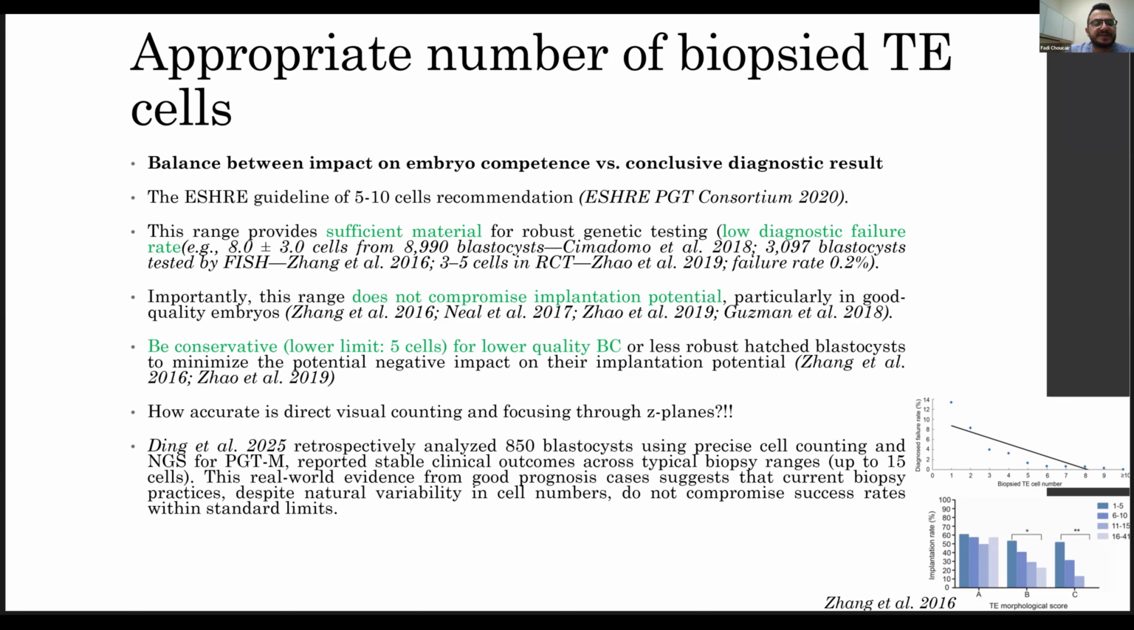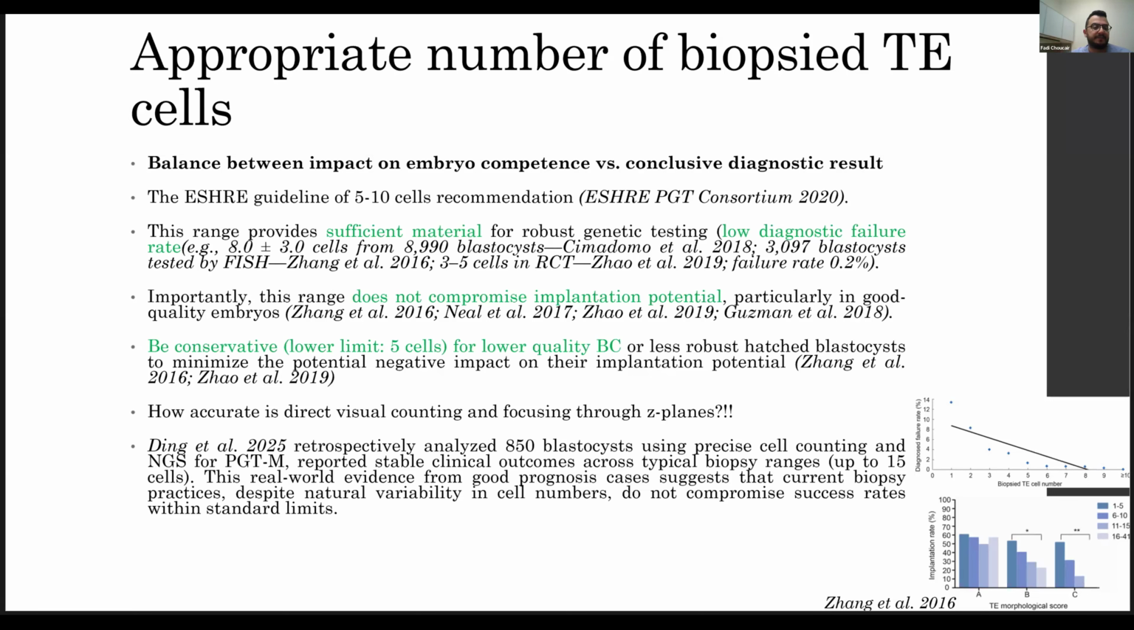Also, this range does not compromise implantation potential, particularly in good quality embryos. But it's a range, 5 to 10. We believe that we need to be more conservative, selecting the lower limit, 5 cells, for lower quality blastocysts or less robust hatched blastocysts, to minimize the potential negative impact on their implantation potential.